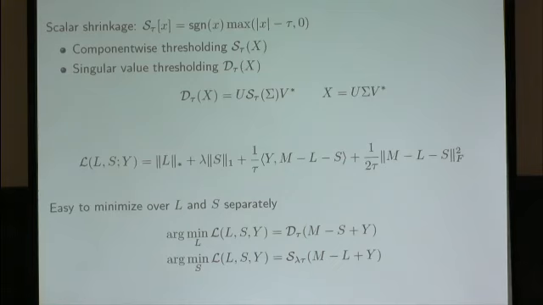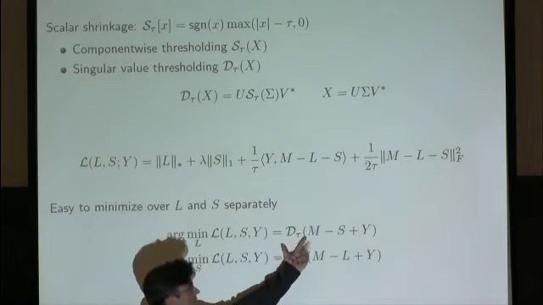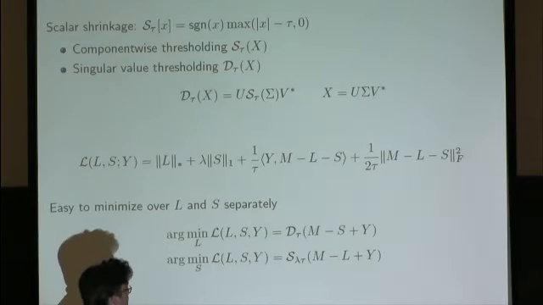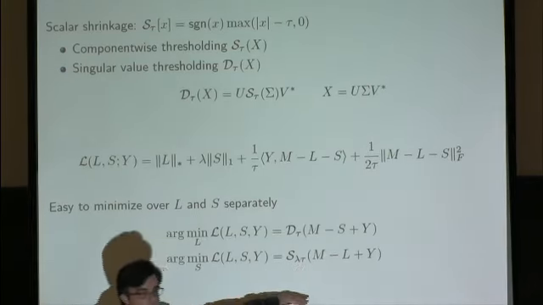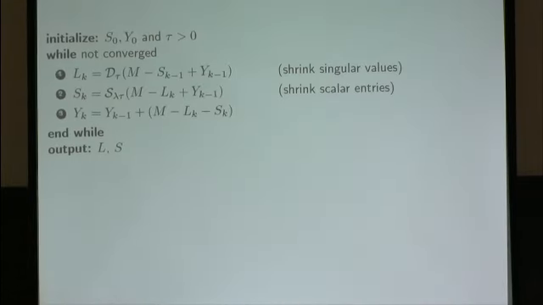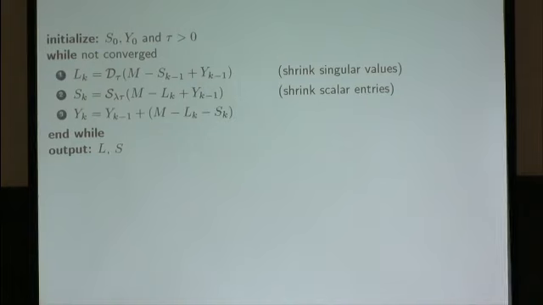And so the algorithm minimizes over L, then minimizes over S, then updates Y, then minimizes over L, minimizes over S, and updates Y. It takes this matrix, shrinks its singular values, updates L, passes it here, shrinks the components of S, and just updates Y. The whole algorithm is here, which doesn't take very long to code. Essentially all the computational cost is in shrinking the singular values of this matrix.